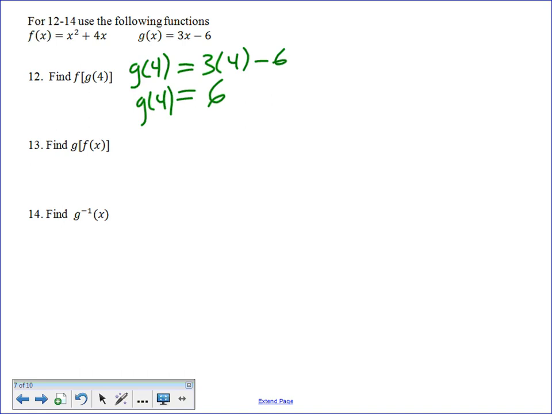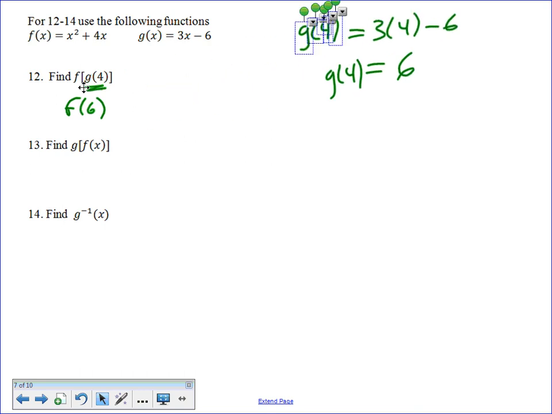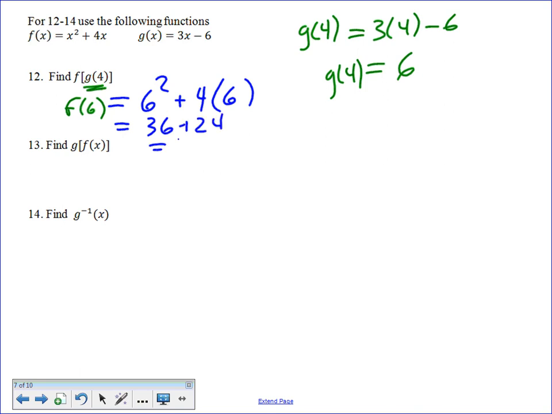So what this problem is really asking for, if g of 4 equals 6, is f of 6. So let's take that and slide it in, which is going to be 6 squared plus 4 times 6. So that's what we'd want to do if we wanted to evaluate a single function.